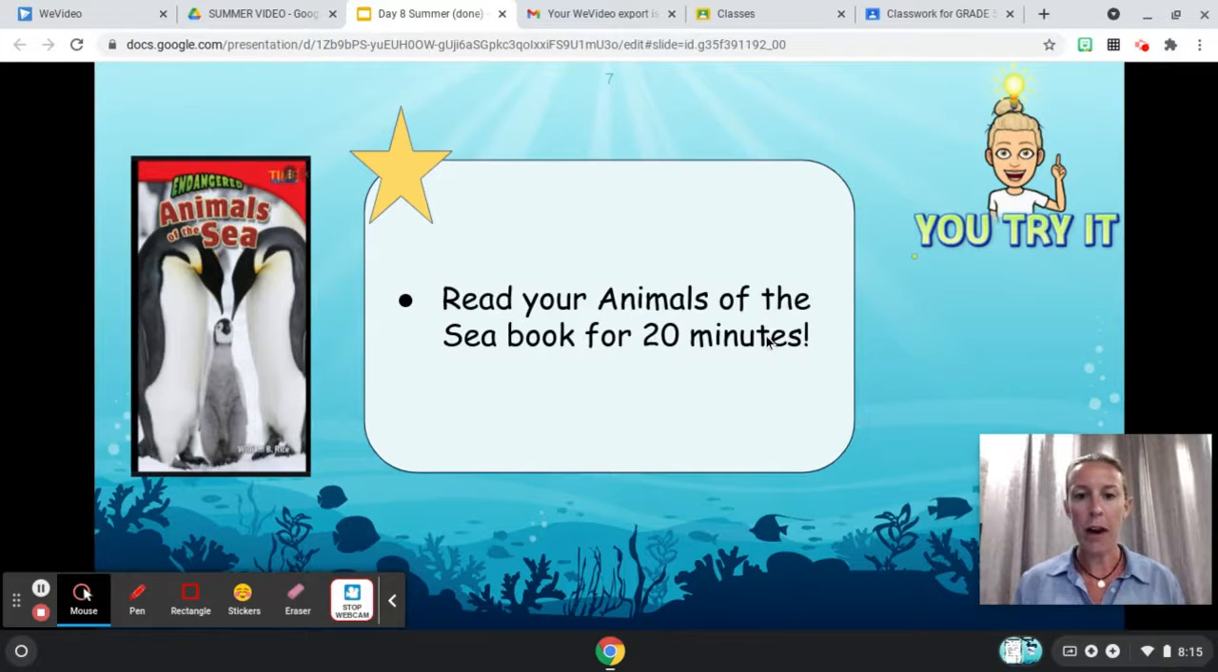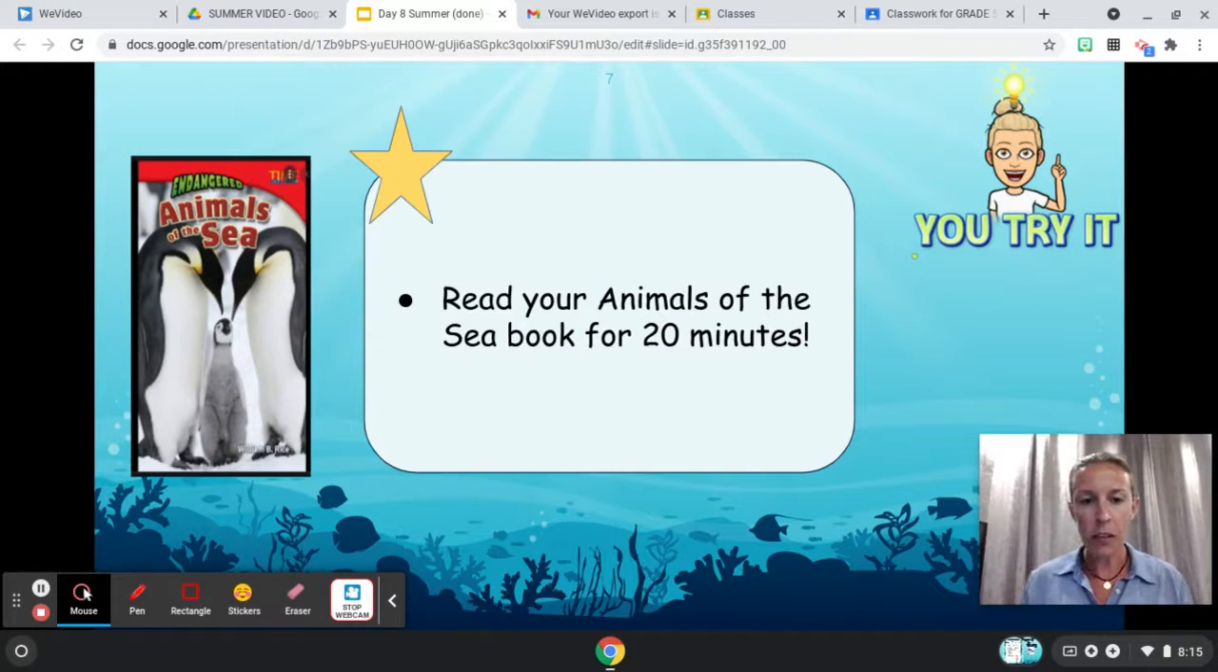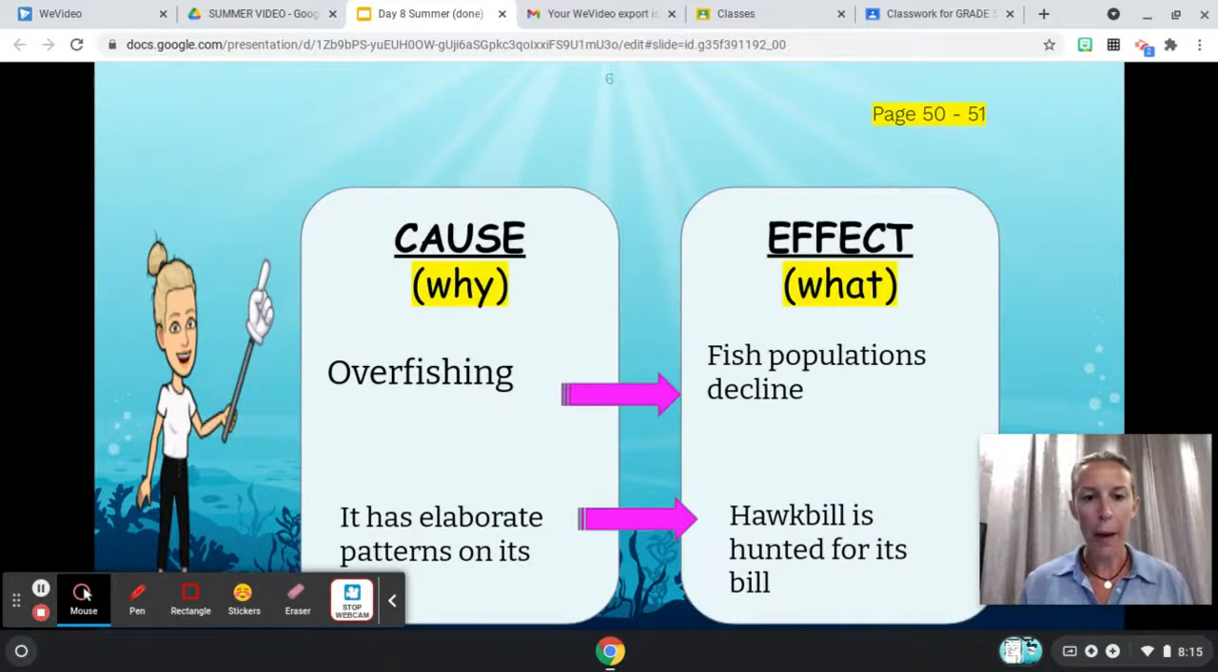Boys and girls, you are now going to read your Animals of the Sea book for 20 minutes. I want you to stop and think during your reading what happened and why it happened. I want you to look back to these two highlighted words, and I really want you to ask yourself, what's happening, but what's causing that to happen?